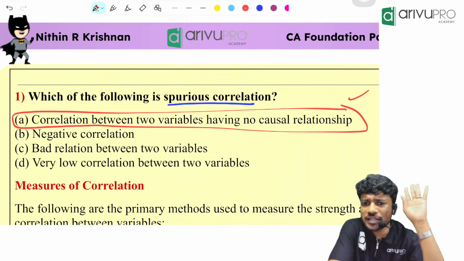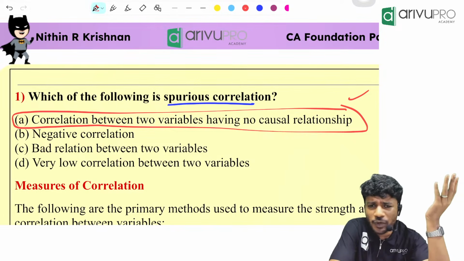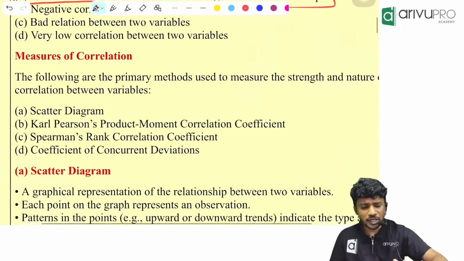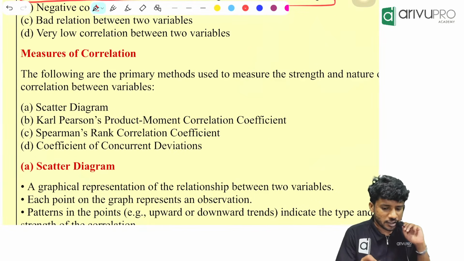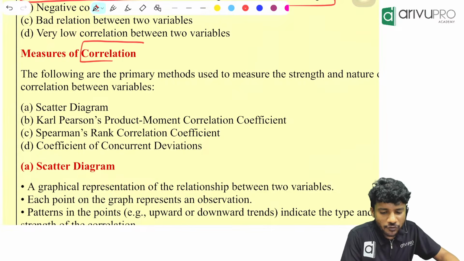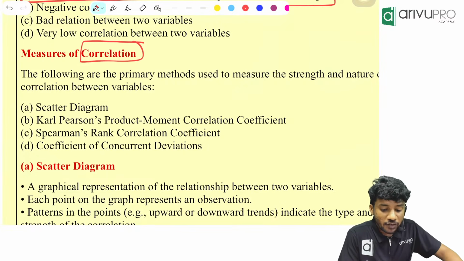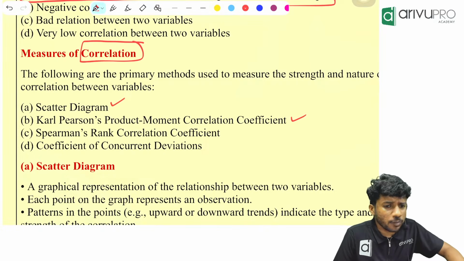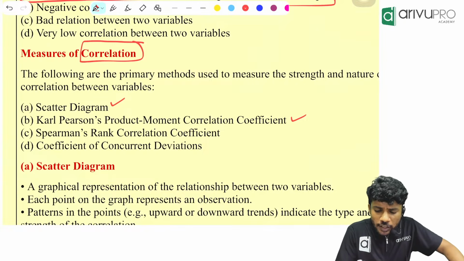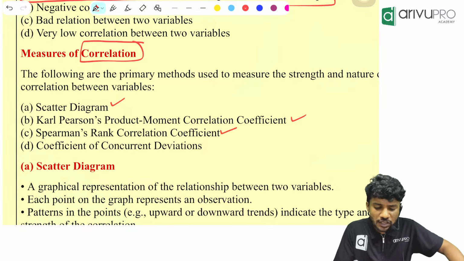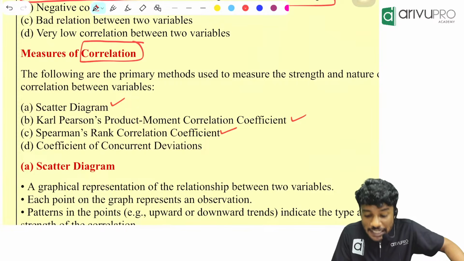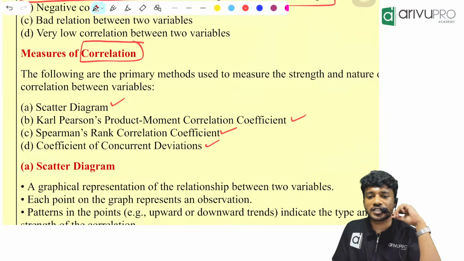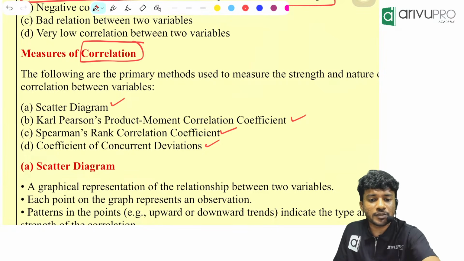And we have 4 methods with respect to that. Using those we are going to study correlation. There are 4 methods to find the measure or type of correlation. First is the scatter diagram. Second is KPCC, Karl Pearson's product moment correlation coefficient. Then Spearman's rank correlation coefficient, and the coefficient of concurrent deviation. These are the different methods we are going to learn in this chapter.